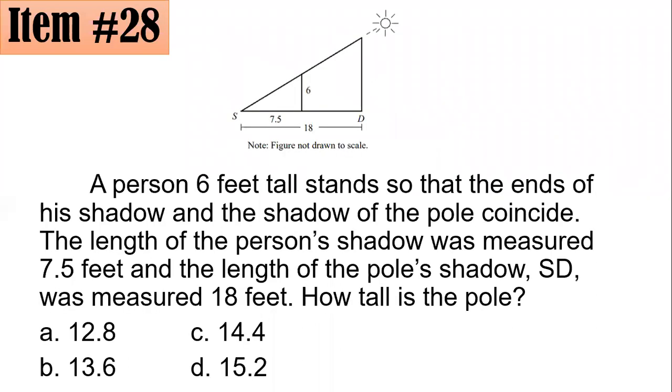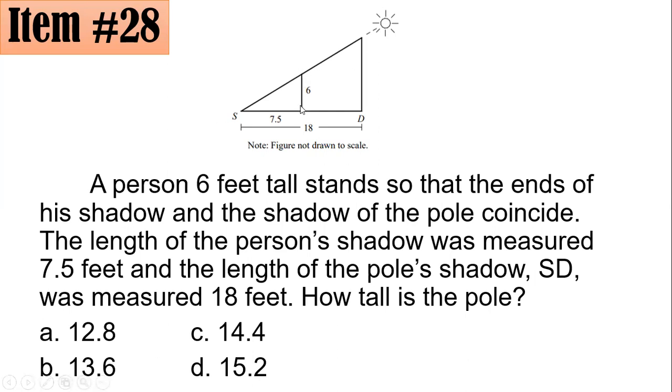Number 28. So take a look at this figure here. A person 6 feet tall stands so that the ends of his shadow and the shadow of the pole coincide. The length of the person's shadow was measured 7.5 feet, and the length of the pole's shadow, SD, was measured 18 feet. How tall is the pole? So refer to this illustration here.